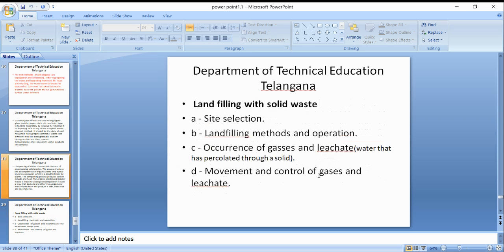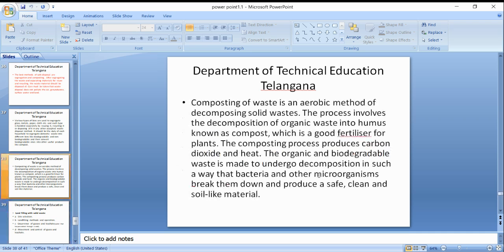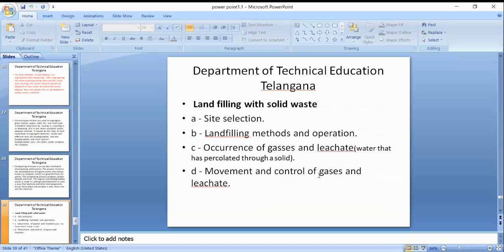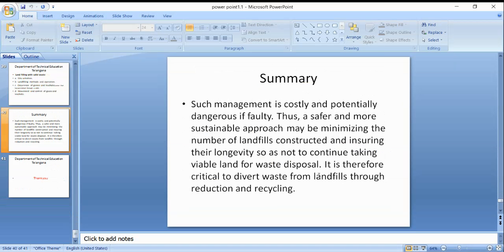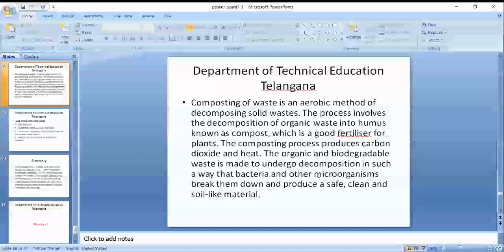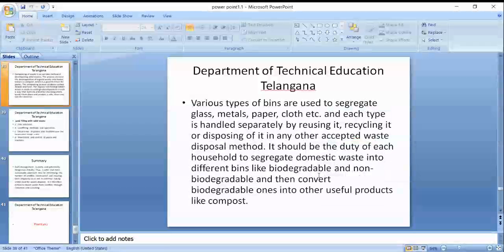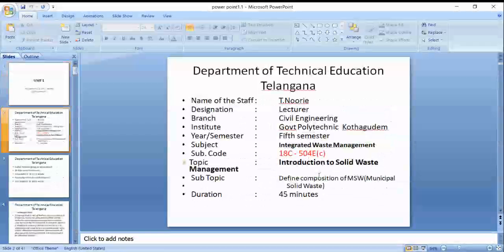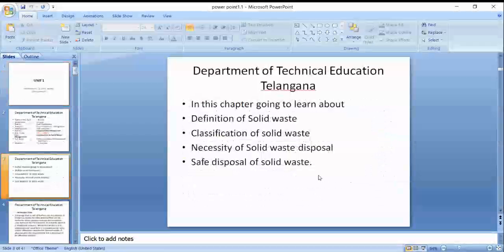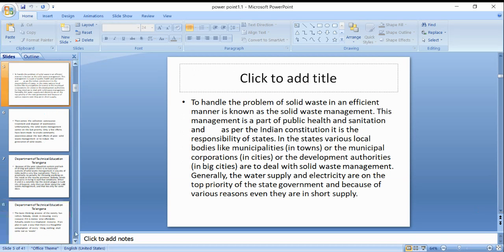In this we have seen only the landfilling method. Incineration, burning and other methods are there in solid waste disposal, which come in the next chapters. In this chapter, we covered the definitions of solid waste, the classification of solid waste, the necessity of solid waste management, and also safe disposal. These are the different topics we have covered.